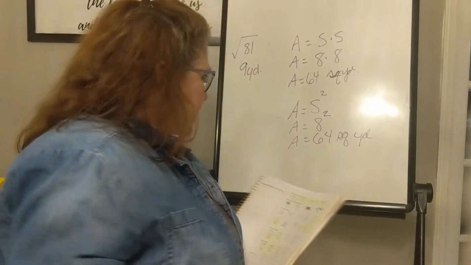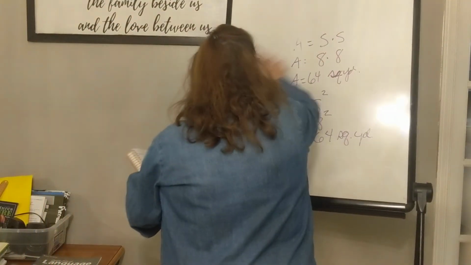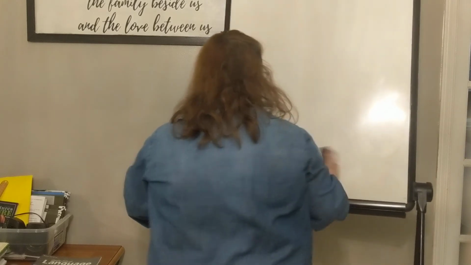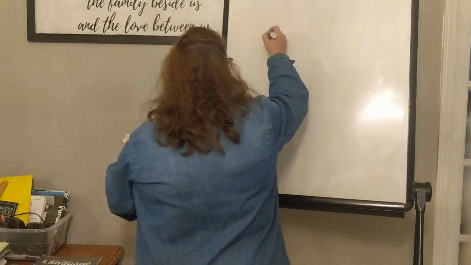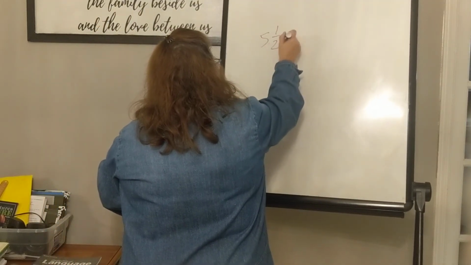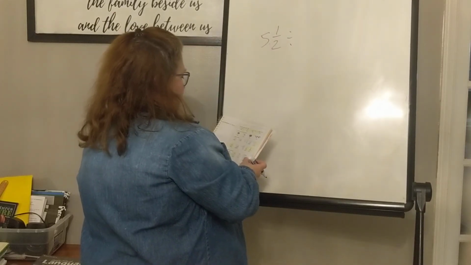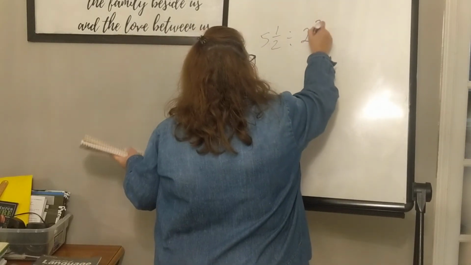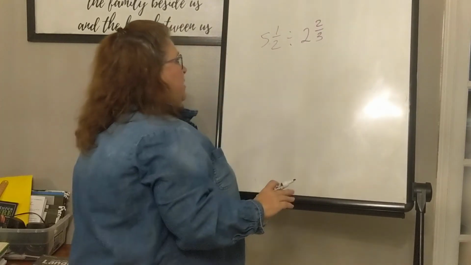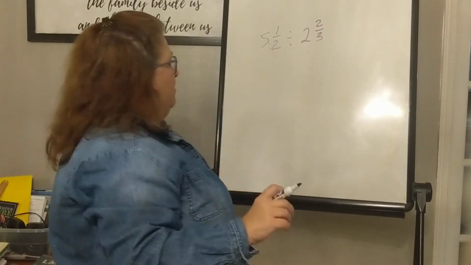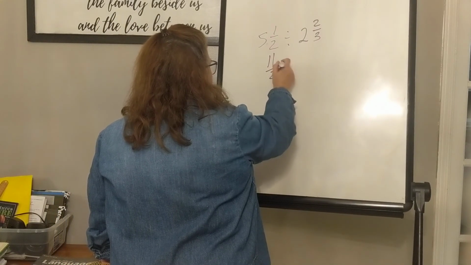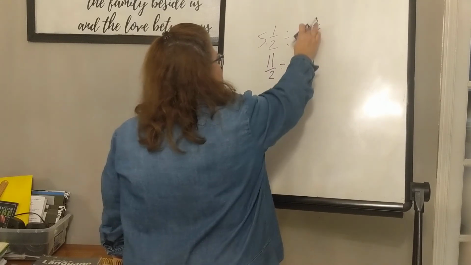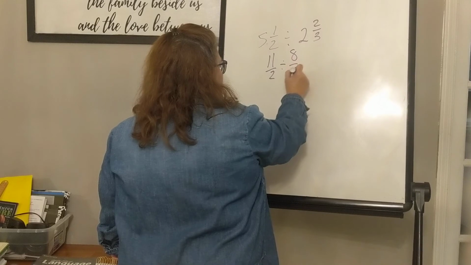Go ahead and look at section 7 and look at letter E. Section 7, letter E. So we have 5 1/2 divided by 2 2/3. So we're going to turn our mixed numbers into improper fractions first. So 2 times 5 is 10, plus 1 is 11, so that's 11/2, divided by 3 times 2 is 6, plus 2 is 8, so 8/3.